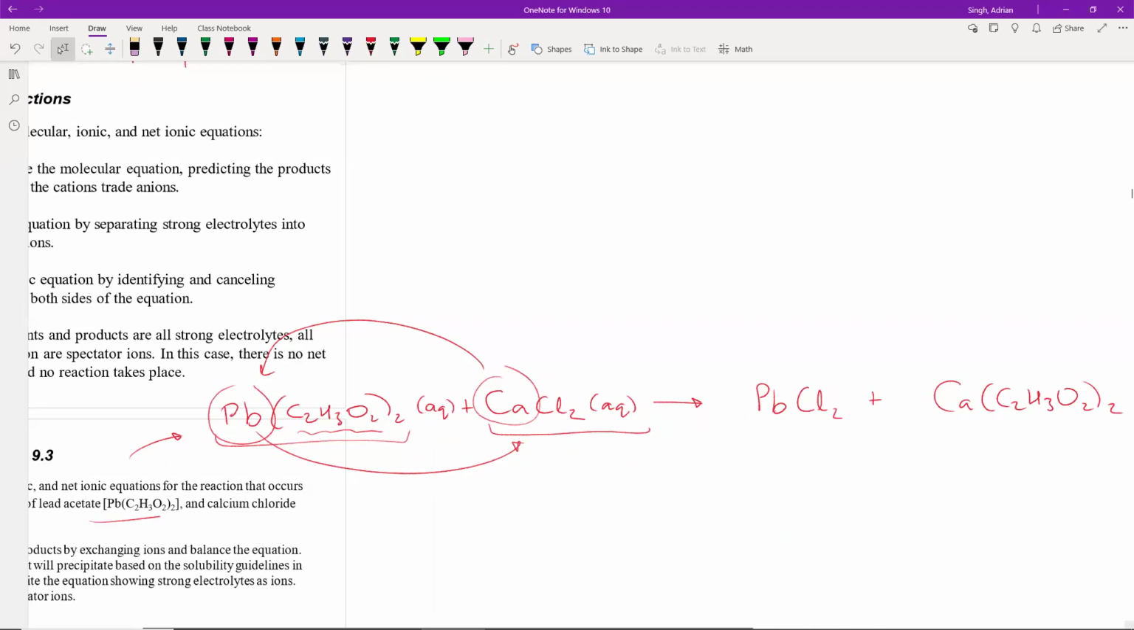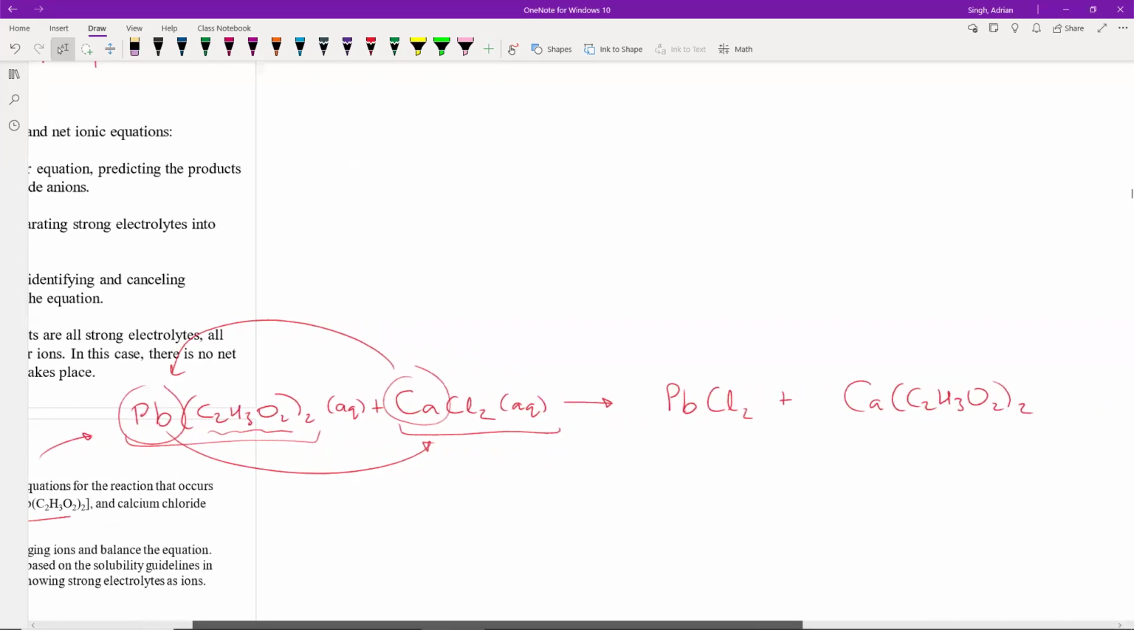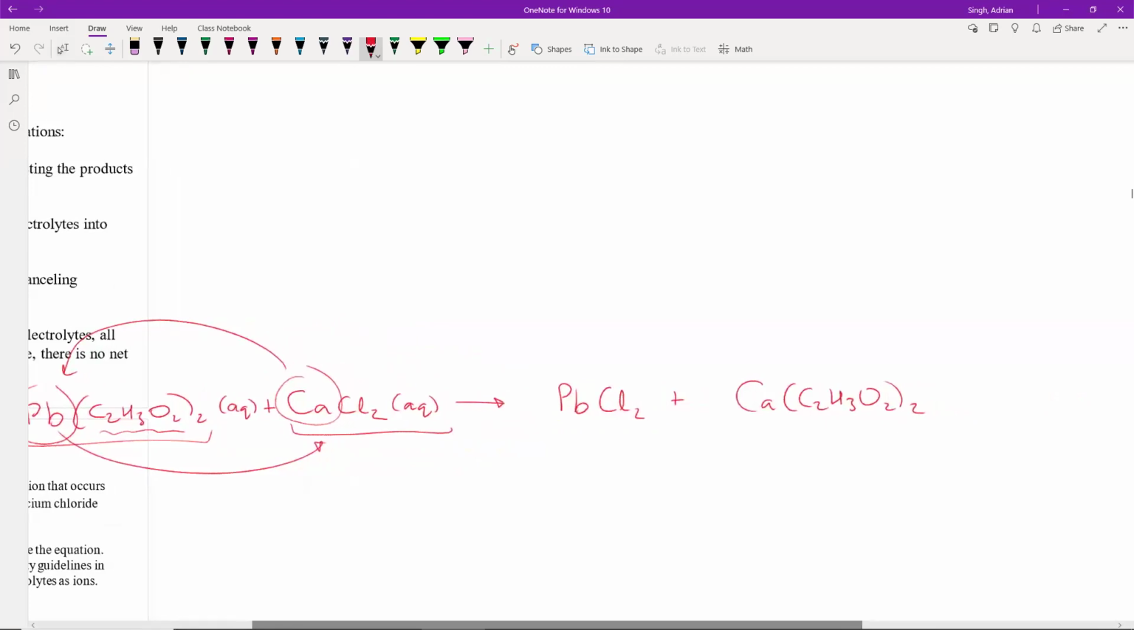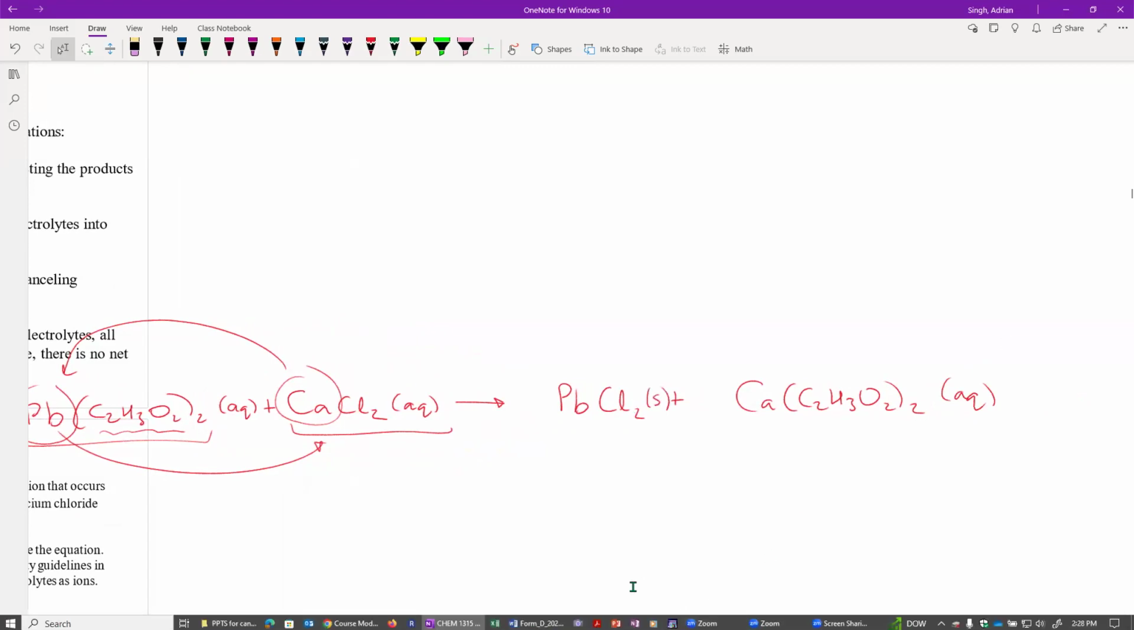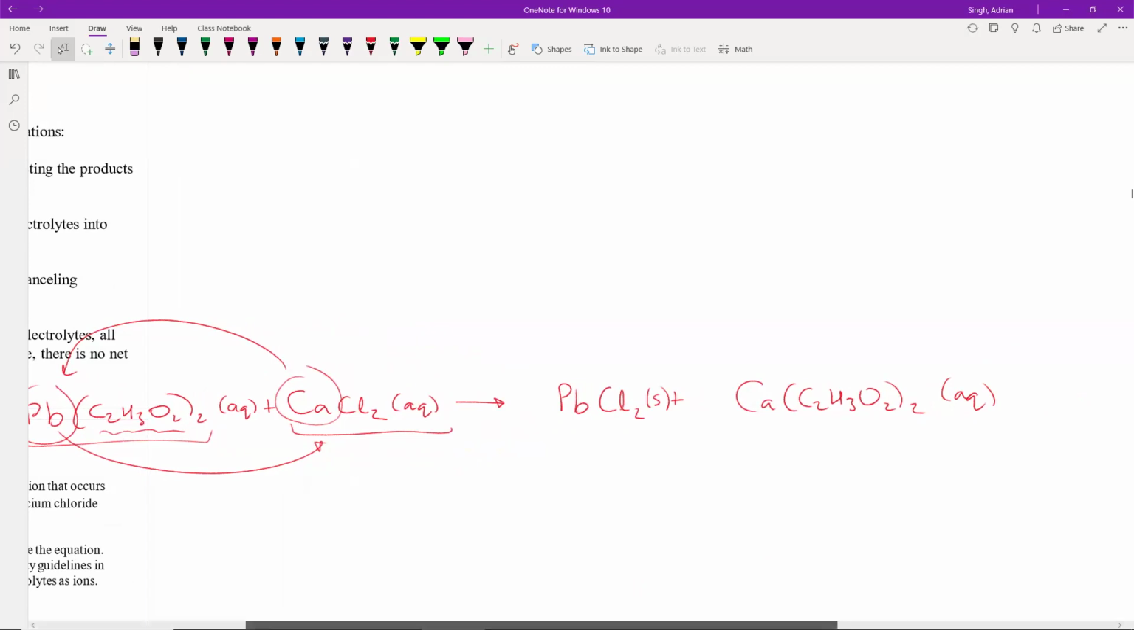And then I can use the solubility table to determine now which of these products is going to be my precipitate. So I have lead chloride, I have calcium acetate. Anything with acetate in it is going to be soluble. That's going to be AQ. Chlorides are generally soluble, with the exception of when chloride is combined with lead, and that is actually going to be my precipitate. Okay, and I just sort of glossed over how we use the table.